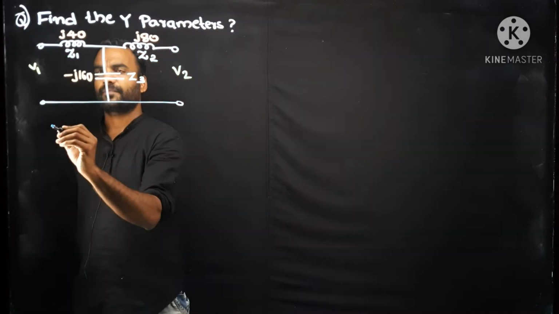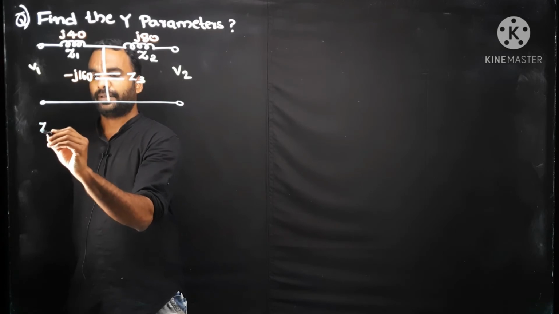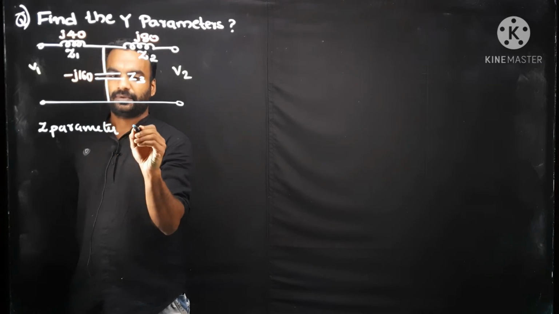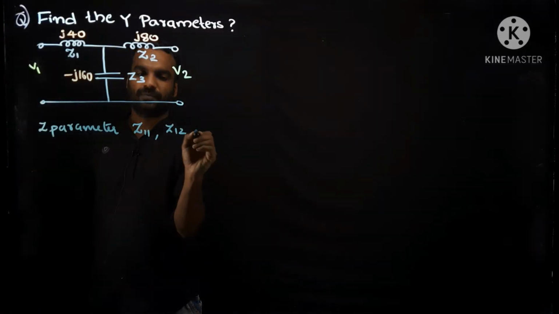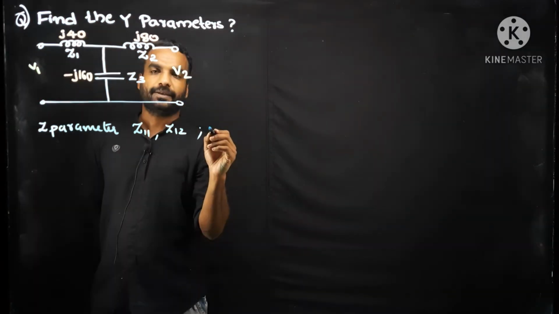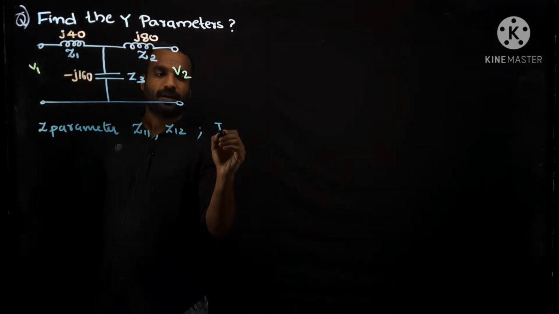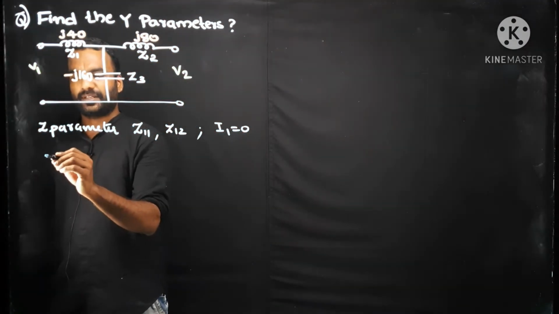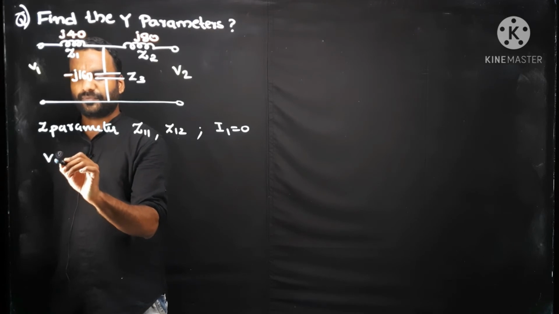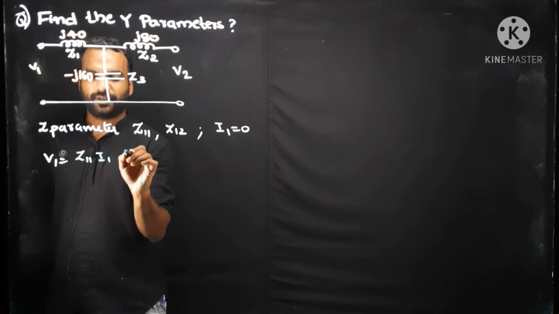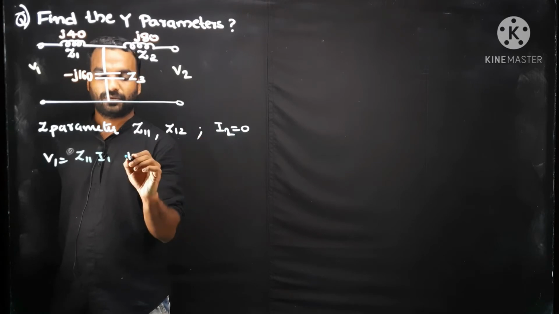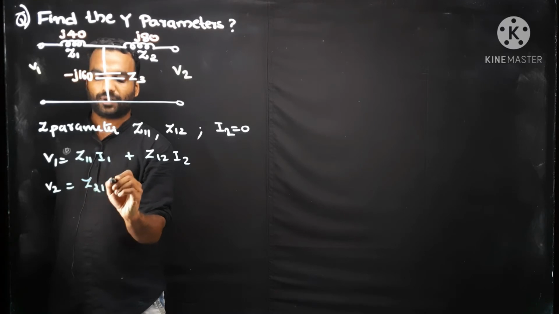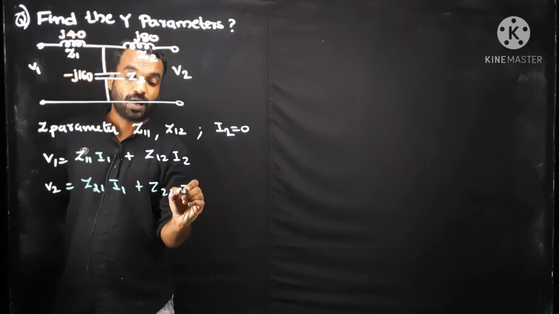First of all, as we want to find Z parameters, Z11 and Z12, we are initially making I1 equal to 0. We will just brush up. V1 is equal to Z11 I1, sorry, this is I2 is equal to 0, plus Z12 I2, V2 is equal to Z21 I1 plus Z22 I2.